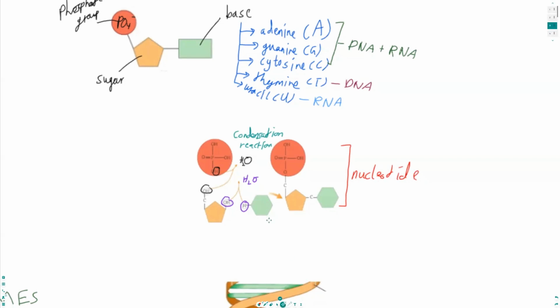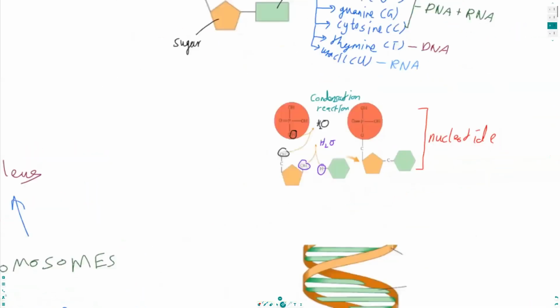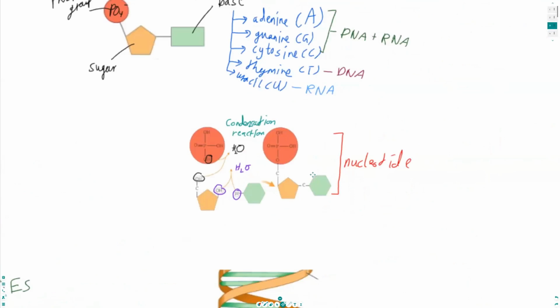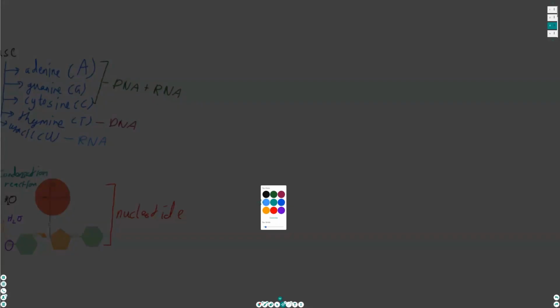So that's just the basics out of the way. Now I'm going to talk about something called complementary base pairing. So in DNA, bases pair up using hydrogen bonds. And this is called complementary base pairing.